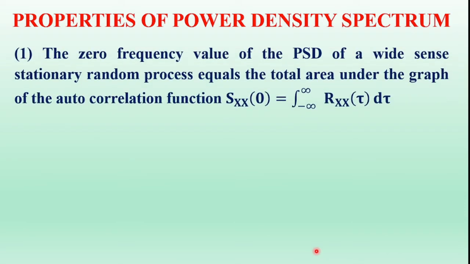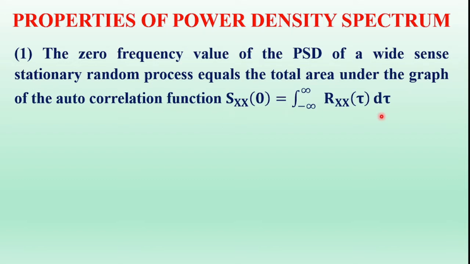And the first property is: the zero frequency value of the power spectral density of a wide sense stationary random process is equal to the total area under the graph of the autocorrelation function. That is, Sxx of 0 is equal to integral minus infinity to infinity Rxx of tau d tau. This is the statement of the first property.